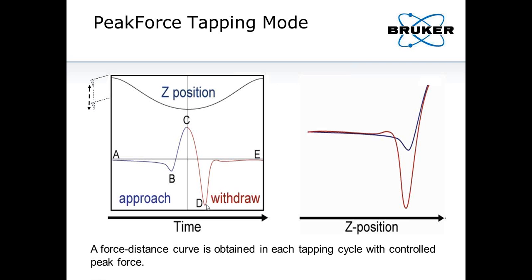When it's far away, far enough, the tip will break off the adhesion force from the surface and it will snap off the surface. You can see it goes back to the baseline until point E, there's no force. So that's how the force is changing in one peak force tapping cycle. Usually, the oscillation frequency is a few kilohertz. And from this force curve, you can reconstruct the force distance curve as shown on the right.